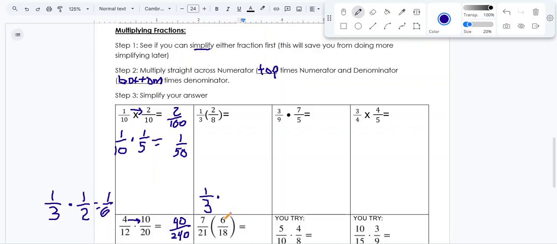All right, so what goes into 6? Well, 6 can be 1 times 6 or 2 times 3, right? So can 6, since that's my biggest factor for my top, go into 18? Yeah, it can. So 6 divided by 6 is 1. 18 divided by 6 is 3. So this is really 1/3 times 1/3. 1/3 times 1/3 would be 1 over 9. Top times top, 1 times 1 is 1. Bottom times bottom, 3 times 3 is 9.